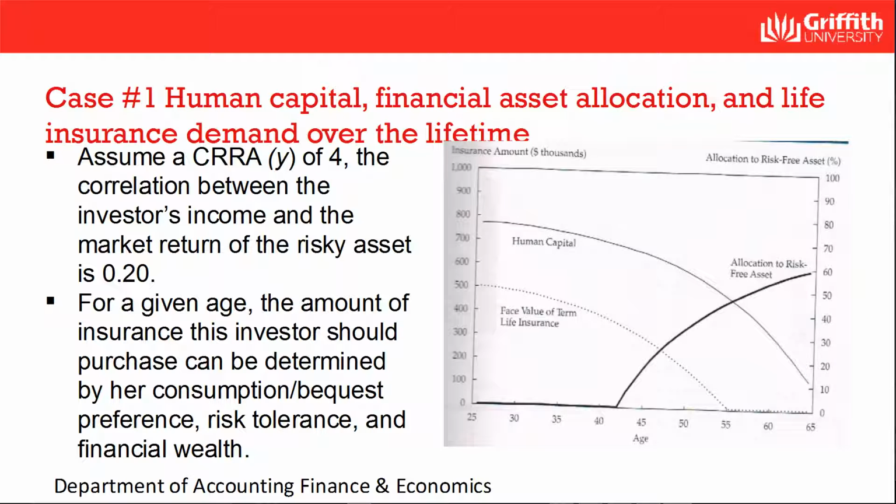Okay, so let's look at case study 1, involving human capital, financial asset allocation, and life insurance demand over the lifetime. Now in this one we assume a CRRA, or a gamma, of 4. The correlation between the investor's income and the market return of the risky asset is 0.2. For a given age, the amount of insurance this investor should purchase can be determined by her consumption/bequest preference, risk tolerance, and financial wealth.